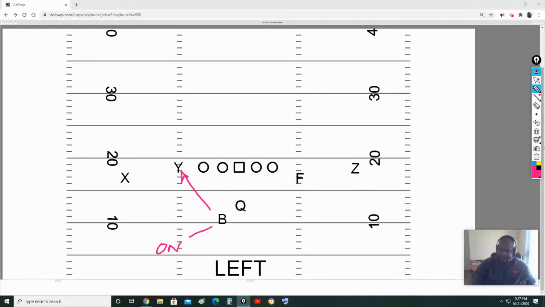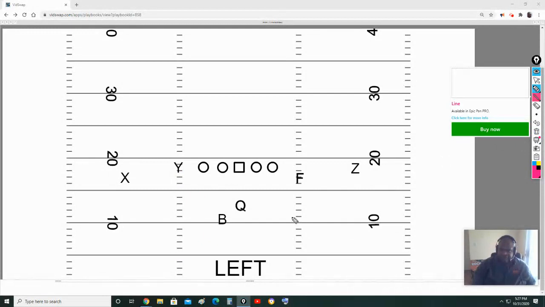And if we were to tell the back to go off, you would move to this side. You'd be right here. That's off.